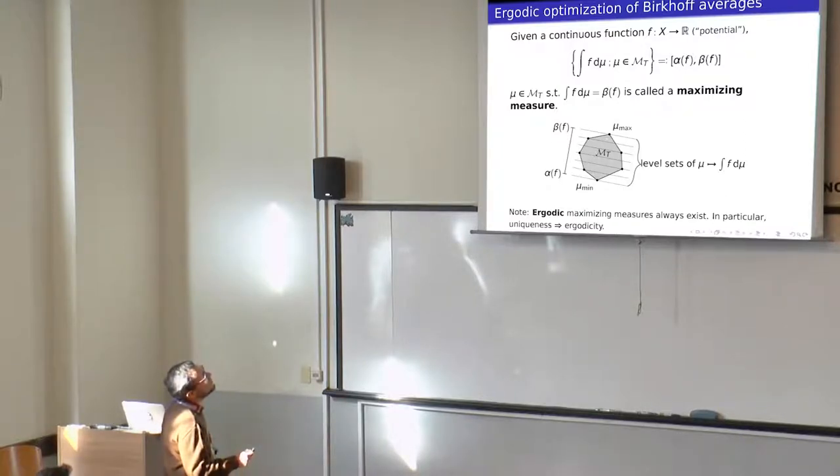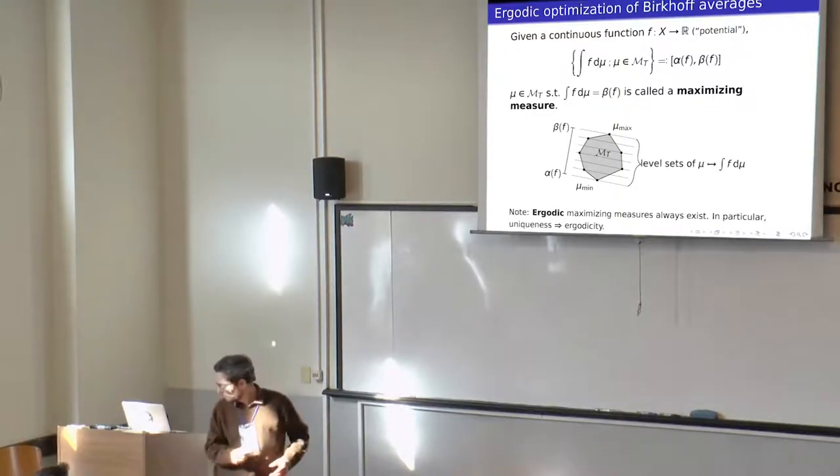Moreover, these extremes are always attained by extremal points of your set, which, recall, are exactly the ergodic measures. So you can always find at least one ergodic measure that projects here to beta. These measures that attain the maximum are called maximizing measures. And if for some reason you know that the maximizing measure is unique, then it automatically is ergodic.